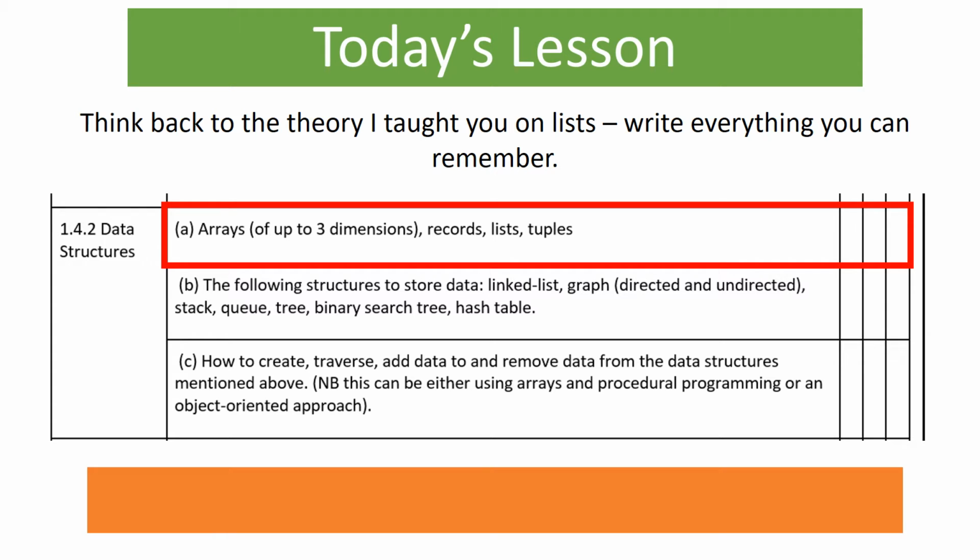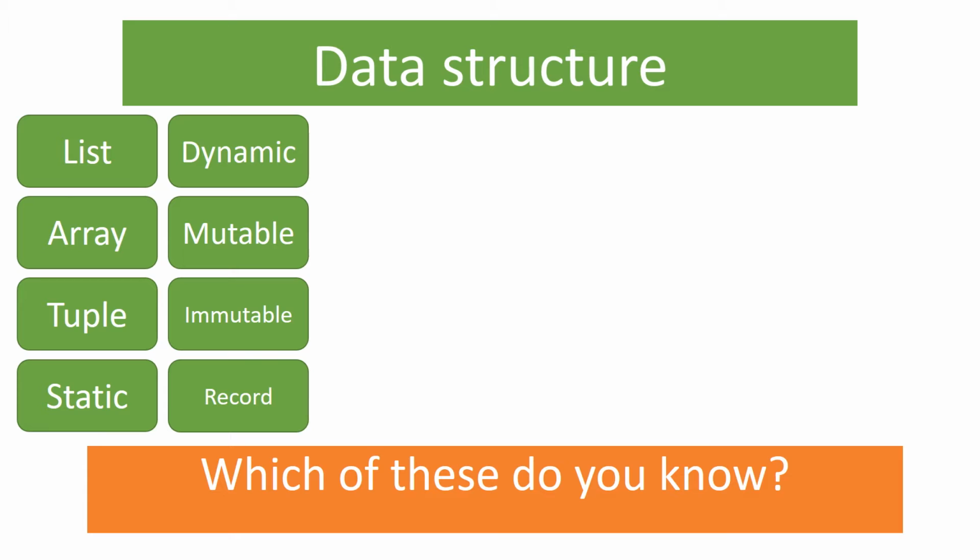Today we're going to be looking at records. Now records are another data structure that you need to understand. Here are our different keywords. Can you remember what the difference is between a list, an array and a tuple?